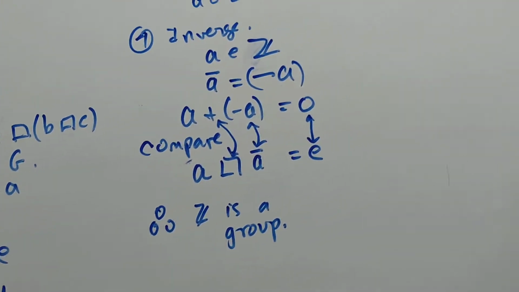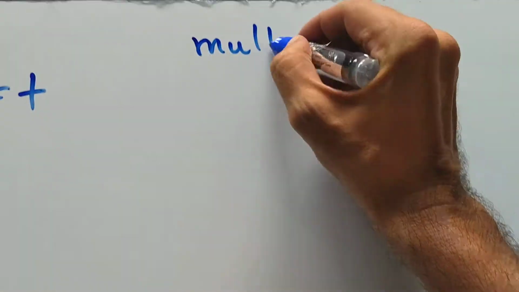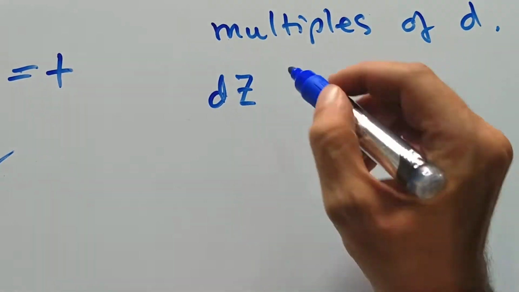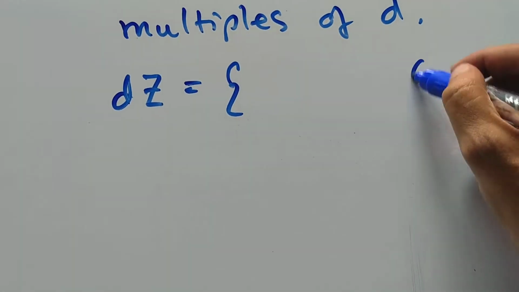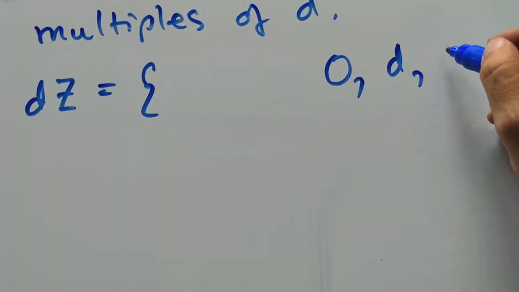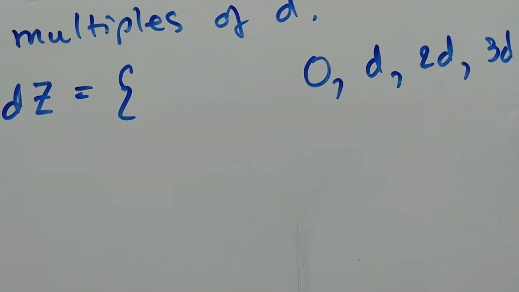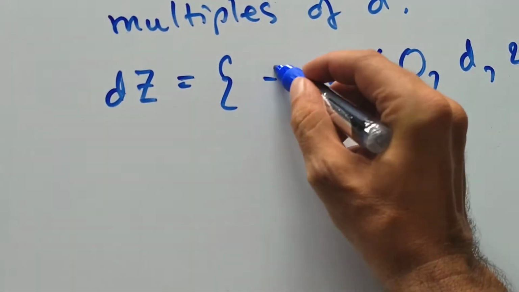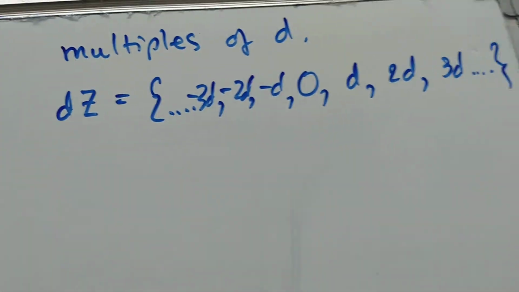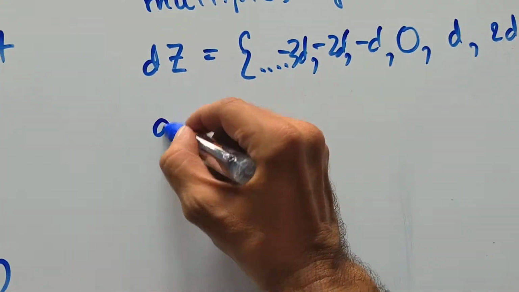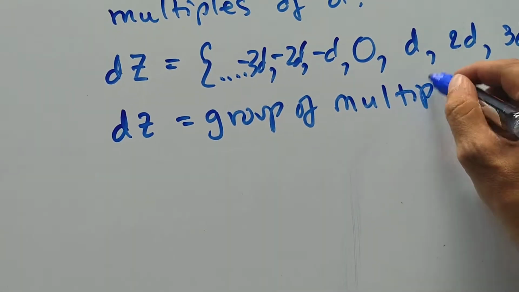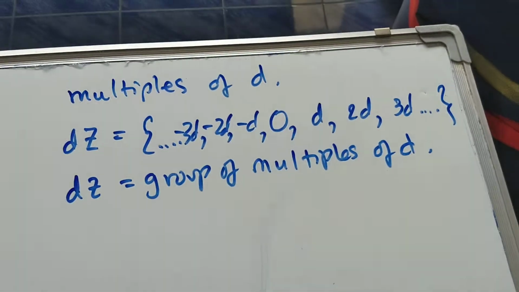Now, other things which are groups are multiples. Multiples of D. Let's make a set. Call it DZ. Something like this: 0, D, 2D, 3D, and so on and so on. And backwards, minus D, minus 2D, minus 3D, and so on backwards. I can call this the group of multiples of D. Why is it a group?